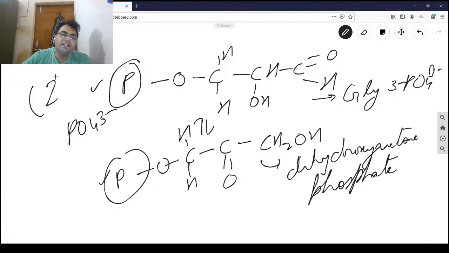So you'll have 2 glyceraldehyde 3 phosphate molecules, 3 carbon each, and therefore 2 glyceraldehyde 3 phosphates means you will have 2 phosphates also. So the entire stoichiometry of the reaction is completely conserved. Now we have completed the preparatory phase.